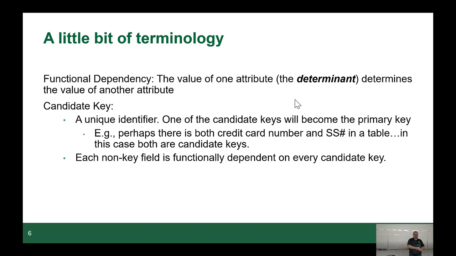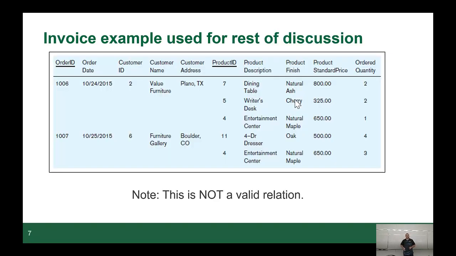Each non-key field is functionally dependent on every candidate key. So it's saying that anything that is not a key, in other words, for you guys, we have a student number, name, email address, blah, blah, blah. Your name and your email address is dependent on your student number. The student number in this case would be the determinant, also known as a candidate key. Everything else is functionally dependent on it. So that's what a functional dependency is.